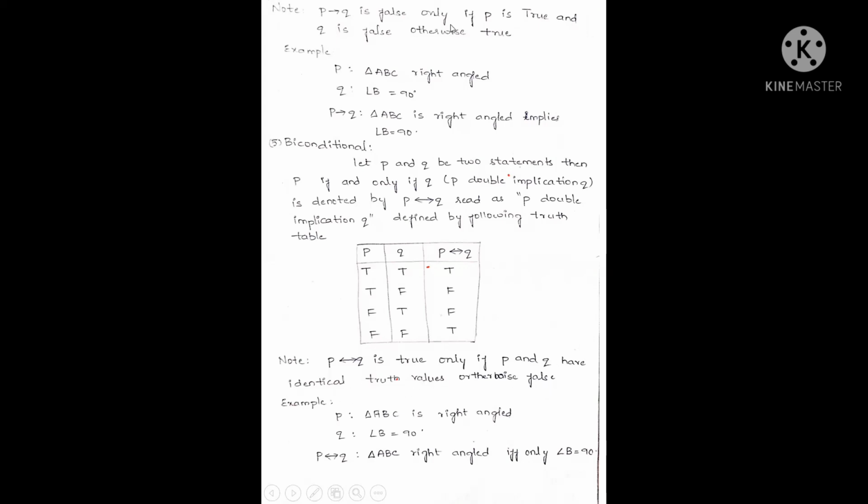So how will you remember biconditional? Whenever you have identical values, that is, both true or both false, then only you will have a true value, otherwise it is false. Okay, biconditional is like this. Looking at the example, if ABC is a right angle triangle, then angle ABC will be a right angle if and only if angle B is 90. Okay, I hope you are clear with the definition. Next, moving on to the next slide.